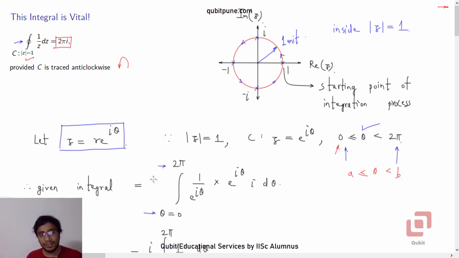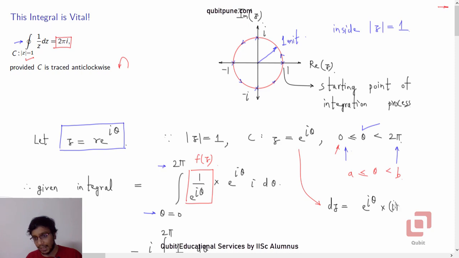Now let us talk about the function, f of z, which is 1 upon z. So it is going to be 1 upon e to the power I theta. Now what about dz? If z is e to the power I theta, is it possible to find dz? Yes, that's pretty obvious. If z is e to the power I theta, dz is going to be e to the power I theta times I d theta. Simple chain rule. This is dz.